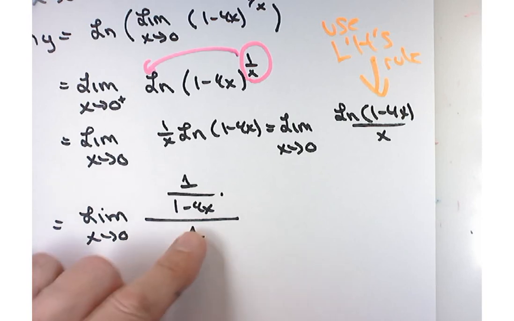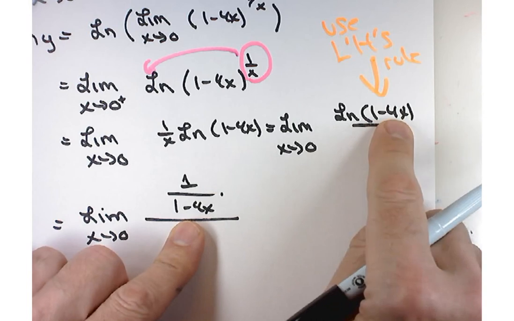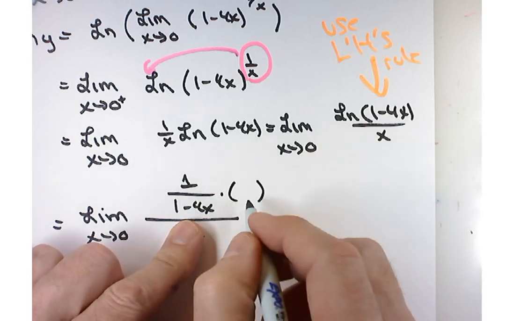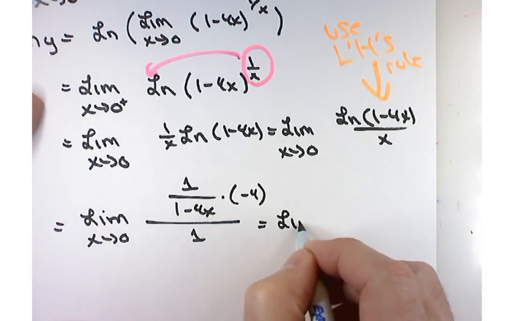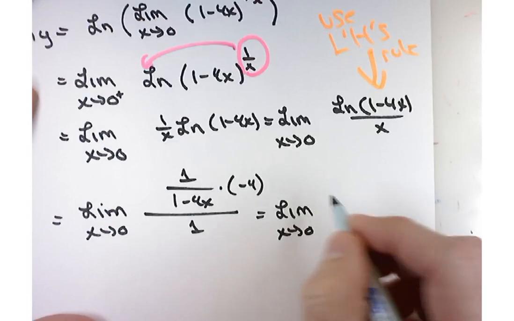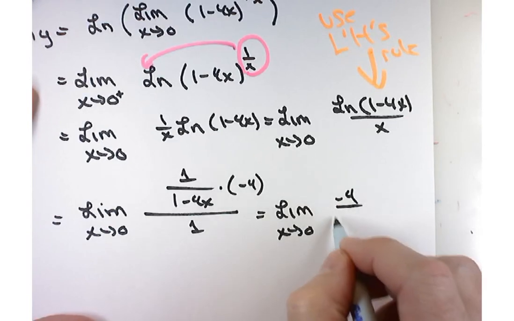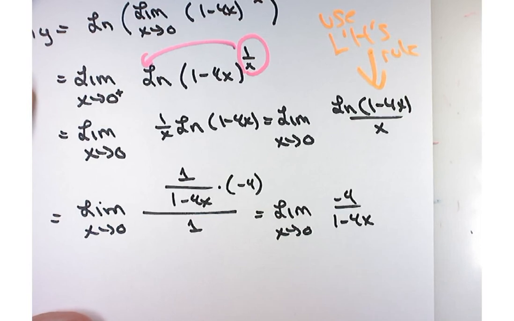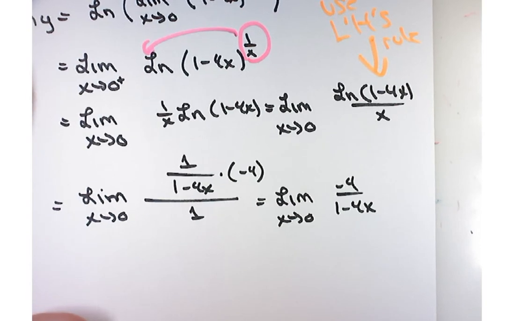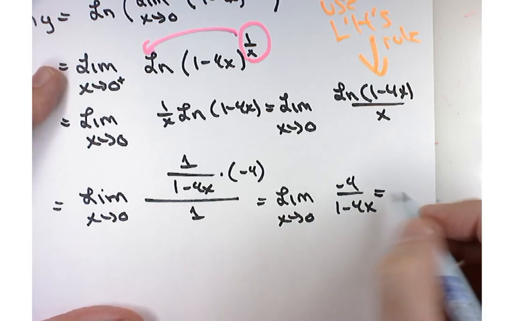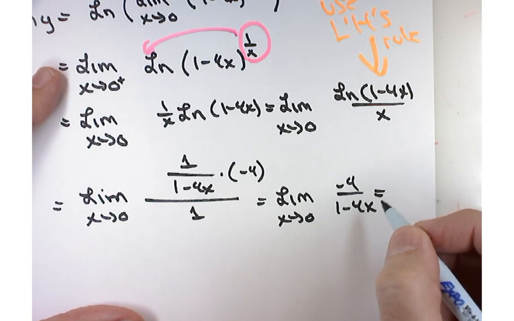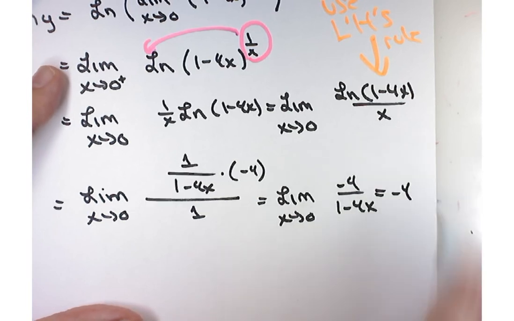Kang, help me differentiate 1 minus 4x. What would that give me? Negative 4. So overall, this simplifies down to the limit as x approaches 0, negative 4 over 1 minus 4x. What's that limit? Can we just plug in the limit here? Yeah. So we end up with negative 4. Beautiful.